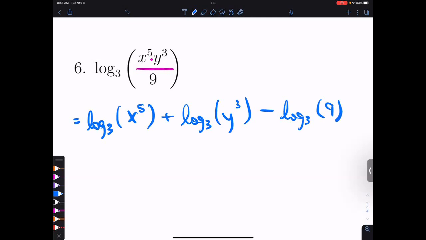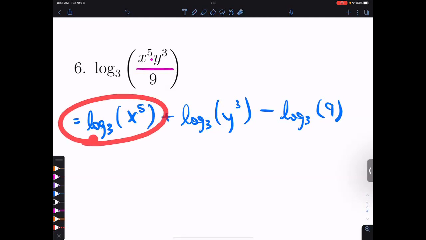All right, the product turns into a sum, or addition. So we're adding here. Division turns into a difference, or subtraction, so subtracting there. And then just look at each piece one at a time and see what else you can do, right? So the log base 3 of x to the 5th, I'm not going to worry about anything else for the moment. I'm just going to look at that. What else can we do there?